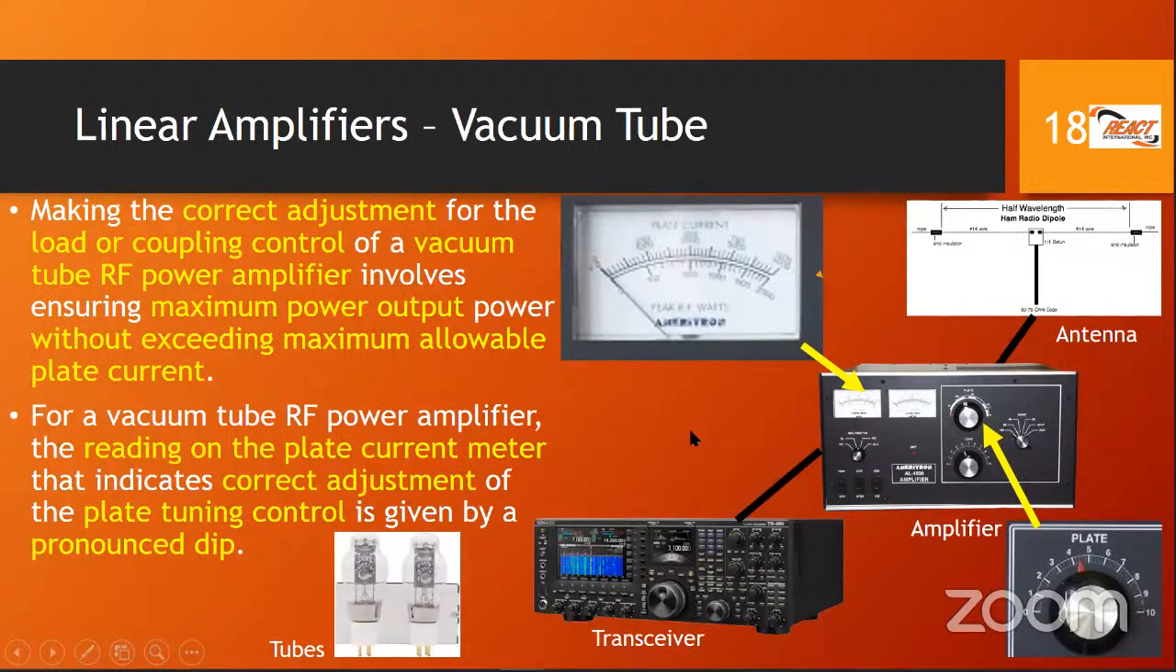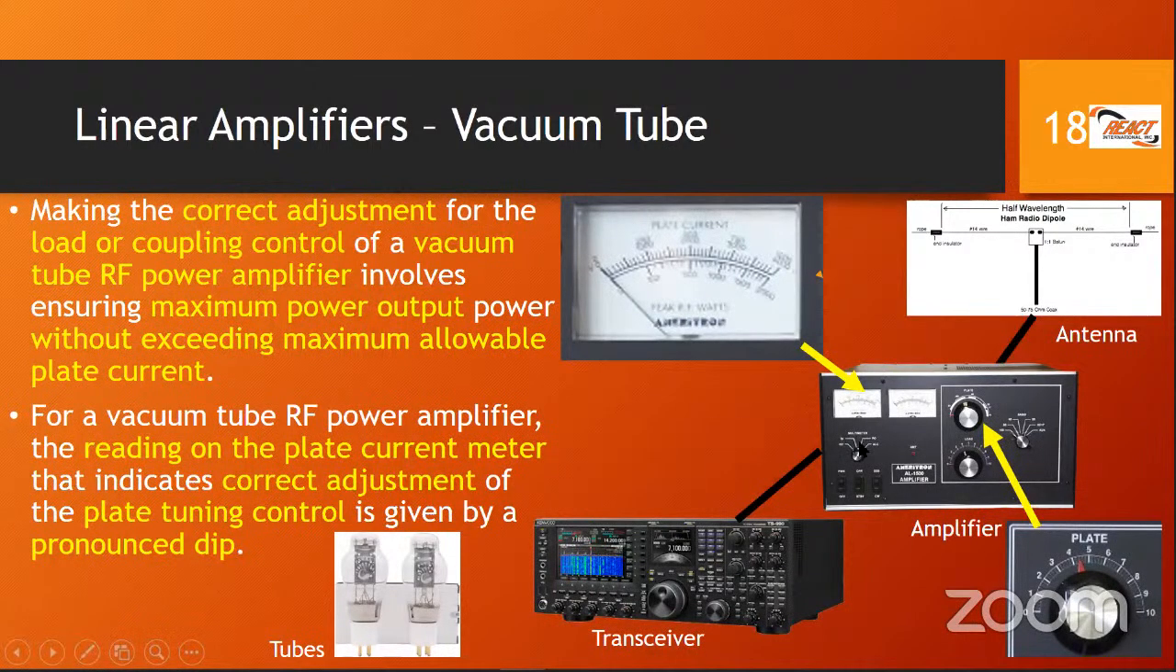We also need to know that we can correctly adjust our vacuum tube-based amplifier by looking at the plate current reading, that gauge that's on the amplifier. We look at that meter for the correct adjustment as we adjust our tuning knob. So notice here we have our plate current adjustment. As we're tuning, we're looking for our maximum output power from the amplifier. But we are also looking at the plate current.